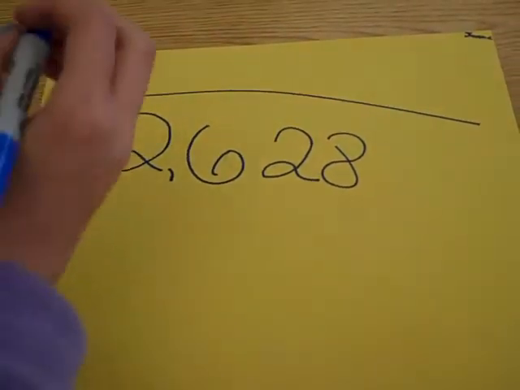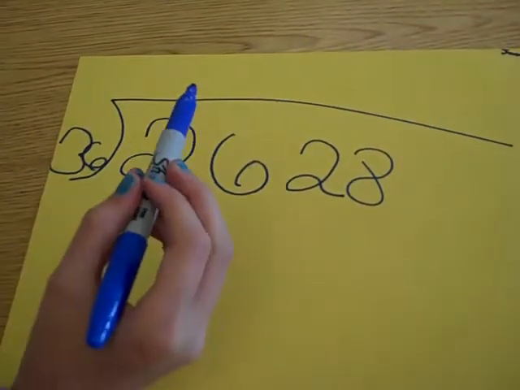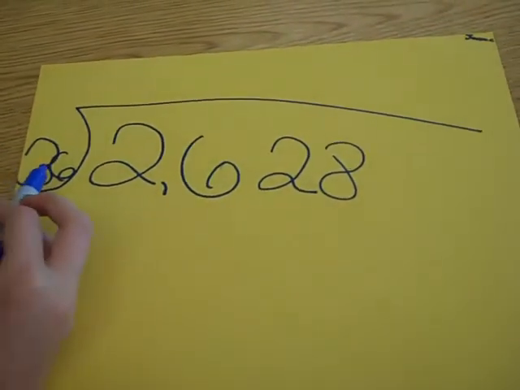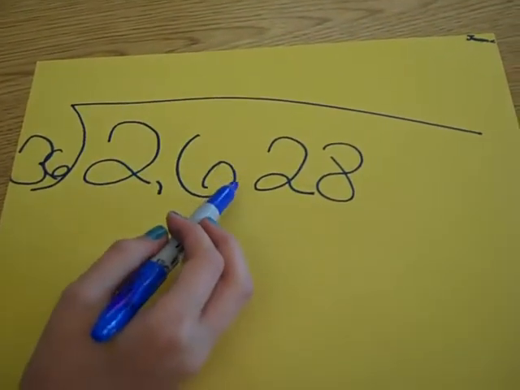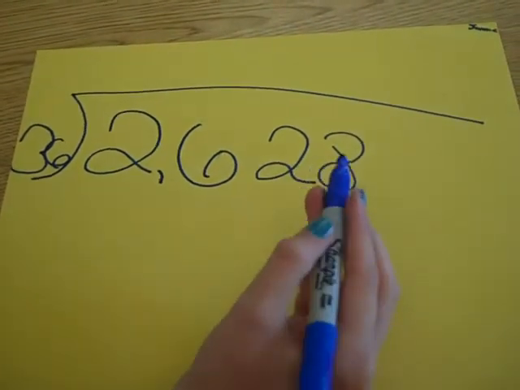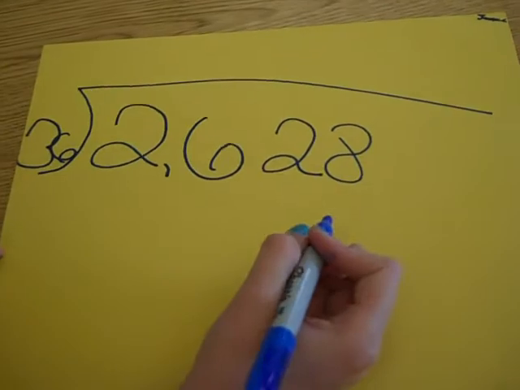Okay, so we're dividing 2628 by 36. 36 can't go into 2 or 26, so we have to go over again. That's 262. We just did this on the calculator because I know I'm not that smart.